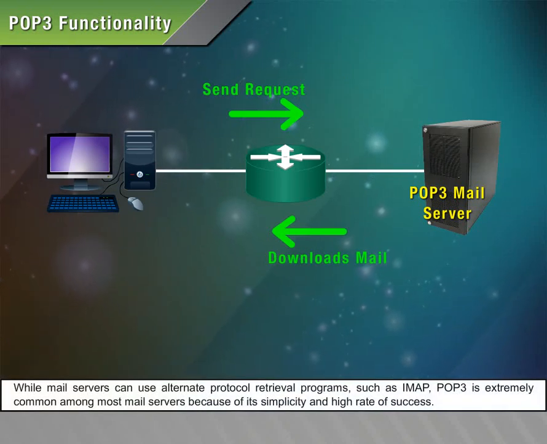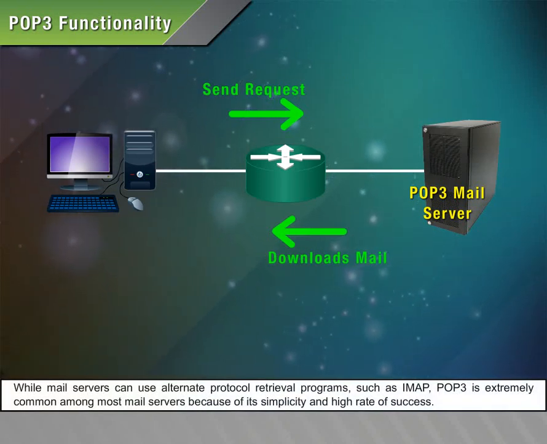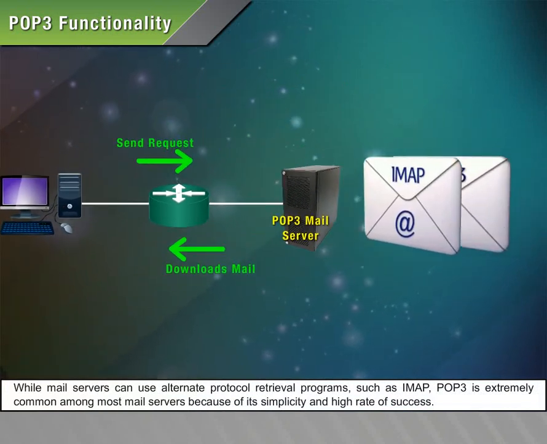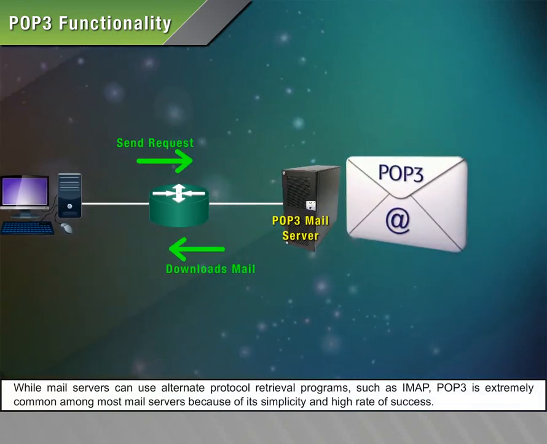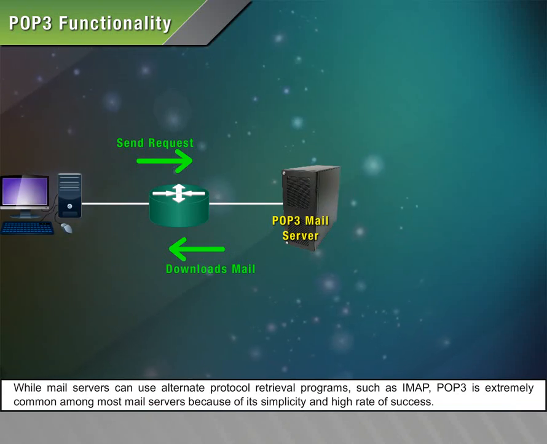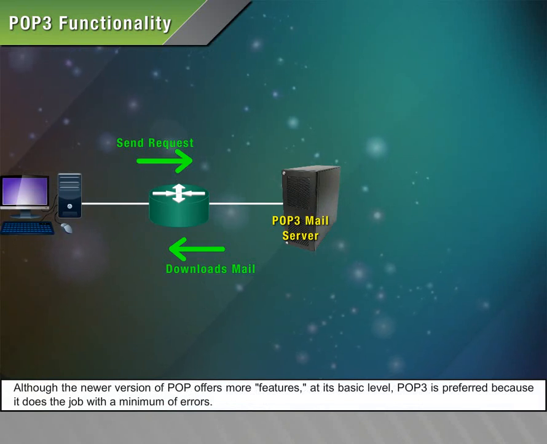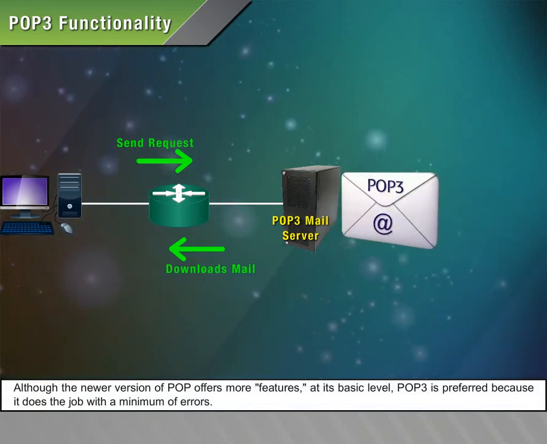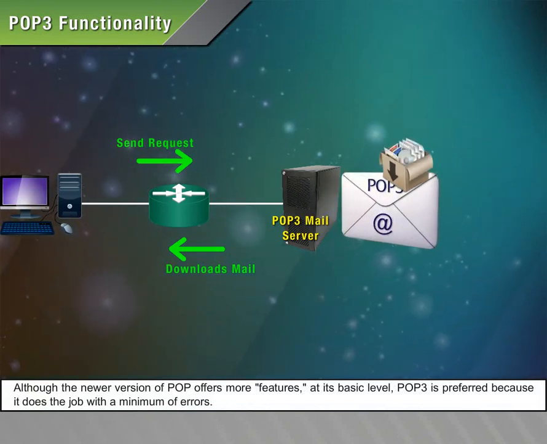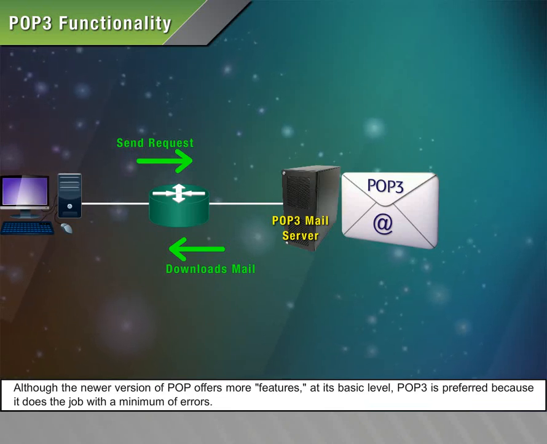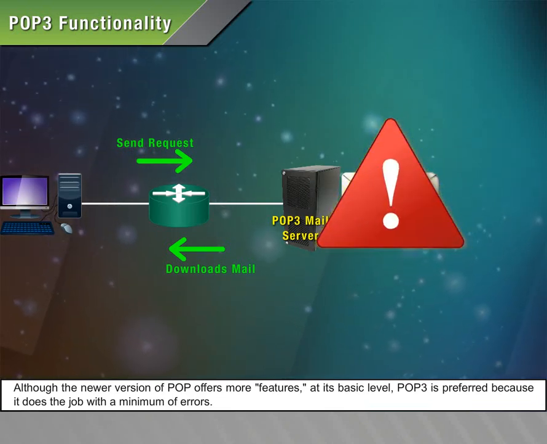While mail servers can use alternate protocol retrieval programs such as IMAP, POP3 is extremely common among most mail servers because of its simplicity and high rate of success. Although the newer version of POP offers more features at its basic level, POP3 is preferred because it does the job with a minimum of errors.